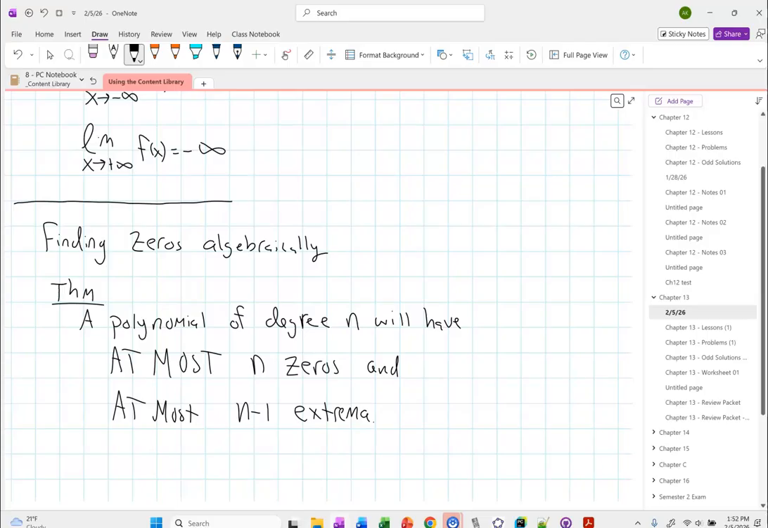Could it have less than 3 zeros? Yes. Could it have less than 2 extrema? Yes. All this theorem is doing is giving me an upper bound, right? If I have a cubic polynomial, it could have 3 zeros, could have 2 zeros, it could have 1 zero, it could have 0 zeros. So the at most phrase there is doing a lot of lifting for us. Is everybody okay there? Okay.